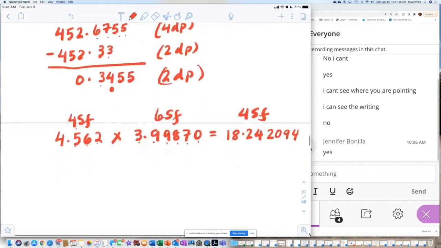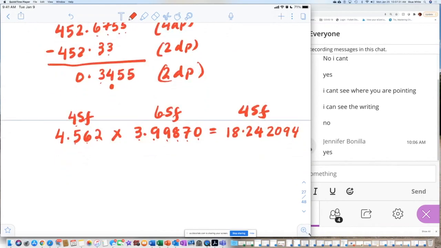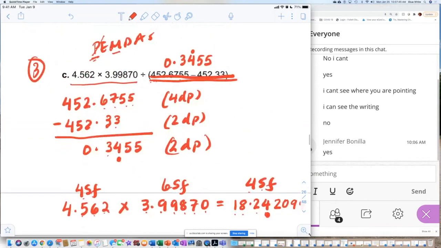18.24294. I'm writing all the numbers here right now. Okay, but I remember this is only 4 significant figures, right? I'm supposed to round it up. So 1, 2, 3, 4. It's supposed to be rounded off to this part. But I don't want to round off yet because I want my answer to be very precise. So I'm going to copy in the place of this number here. I'm going to replace it with this number. 18.242069, and this goes to this position right here.